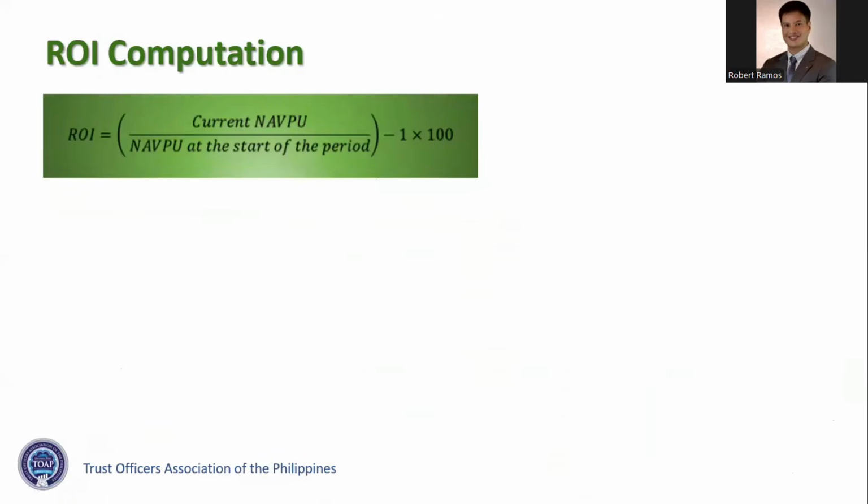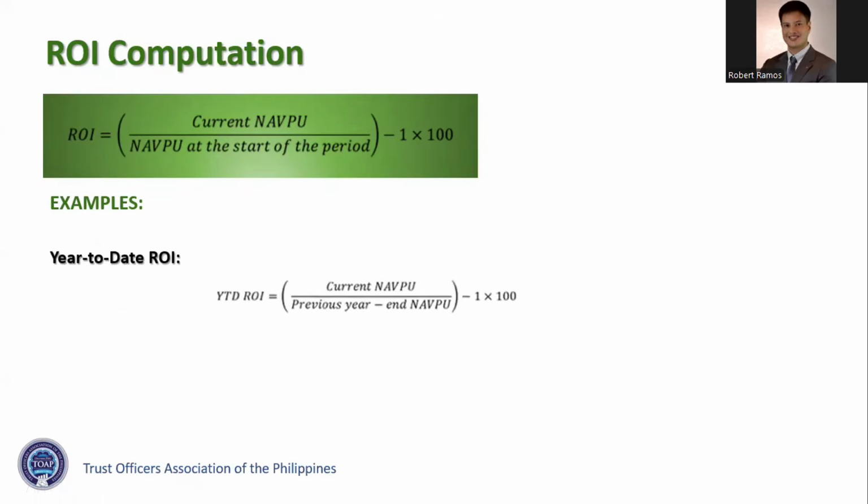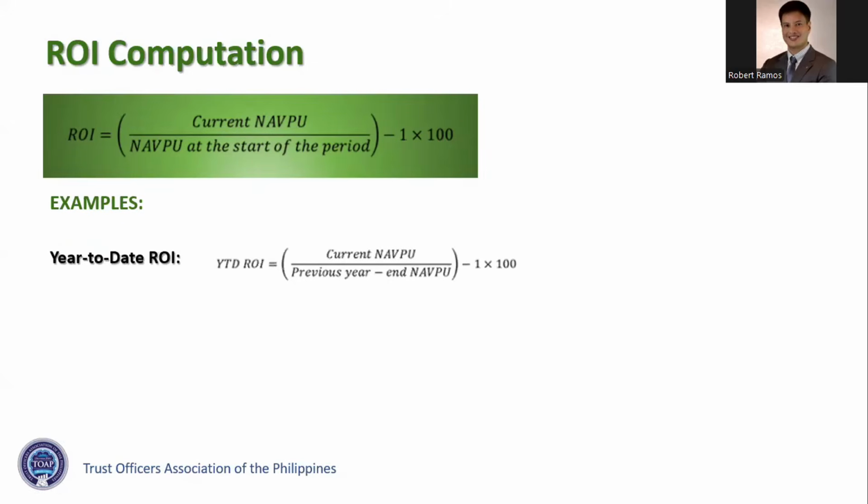How do you compute your return? It's simply your current net asset value per unit divided by the net asset value per unit at the start of the period, minus 1, times 100. You multiply by 100 to convert it into percentage. So an example for this would be, say you want to get your year-to-date return, your current NAVPU divided by your previous year-end NAVPU minus 1 times 100. Whenever you compute your year-to-date ROI, you use your previous year-end net asset value per unit as your denominator.